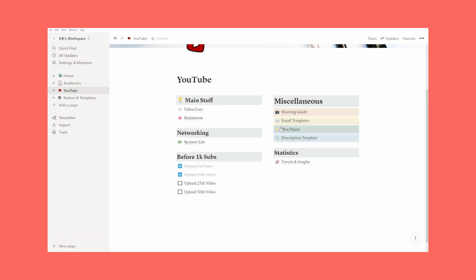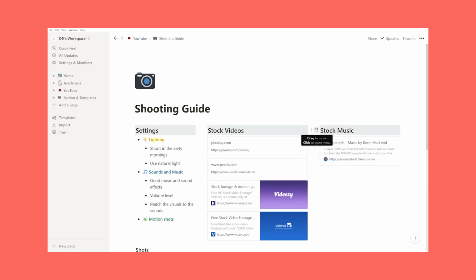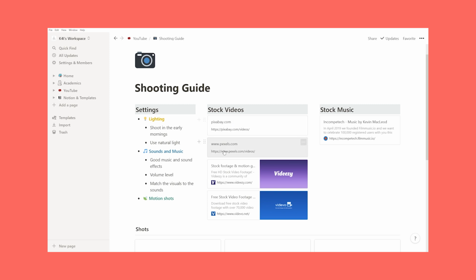Here under miscellaneous, I have different pages that are related to filming, emails, idea links, and description templates. A shooting guide is a page that's technically for guiding me to shoot. I put links and tips on how I shoot videos, and it's a great practice for me whenever I'm filming.